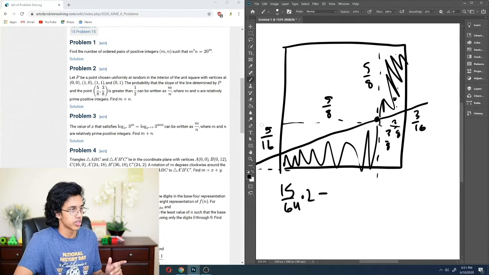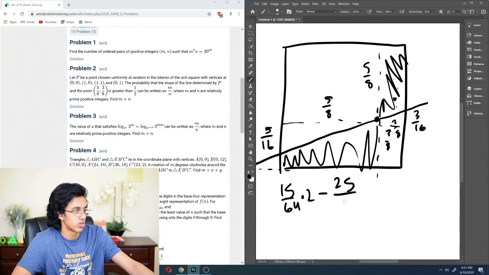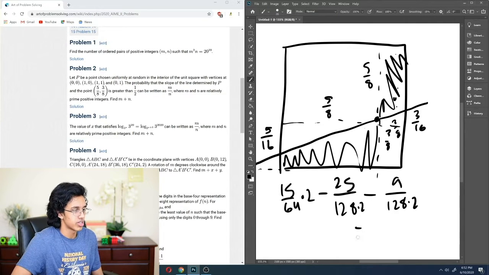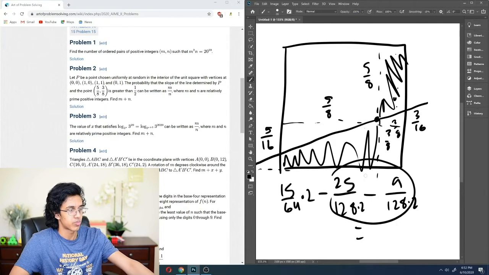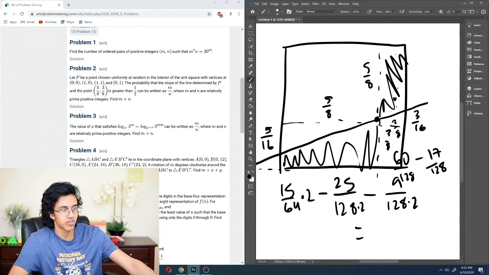So the first triangle is this times this over 2, because base times height over 2. 25 over, what's 8 times 16? 128 times 2, minus 9 over 128 times 2. And then if we simplify this, we know this part over here is going to be negative 34, and then we could cancel out a 2, so that becomes negative 17 over 128. And then if we want to convert this over here to over 128, we got to multiply by 2, and we basically get 60 over 128 minus 17 over 128.